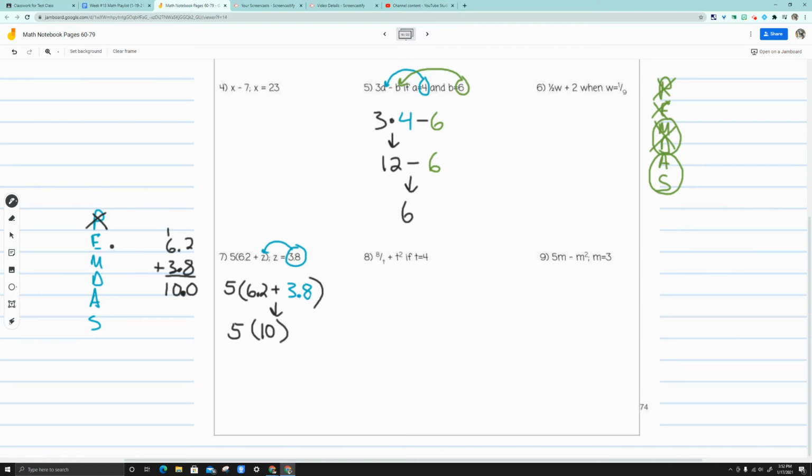Okay, so parentheses is done. We have no exponents. Multiplication and division comes next. We do have multiplication. 5 times 10, of course, is 50. That was our last operation. We don't need to worry about addition or subtraction now.